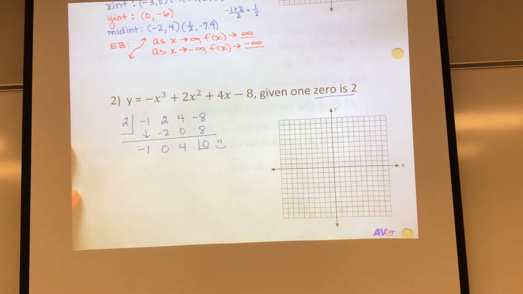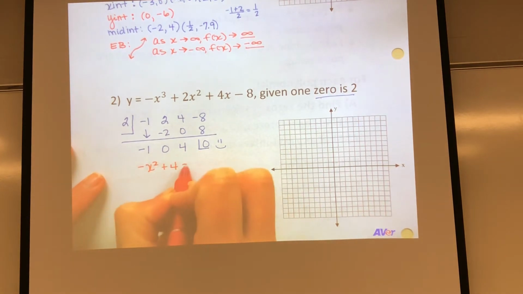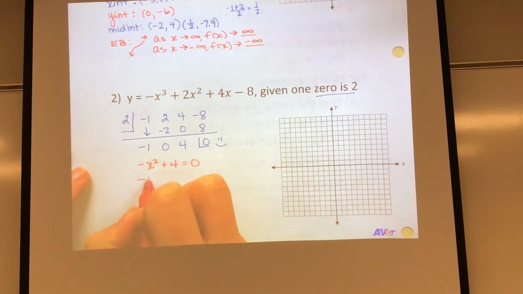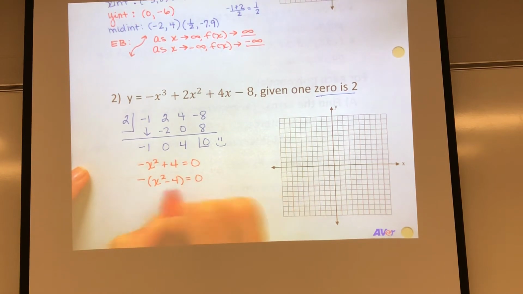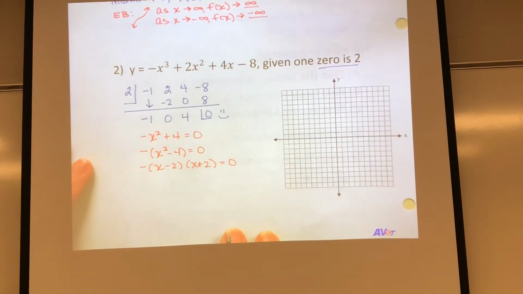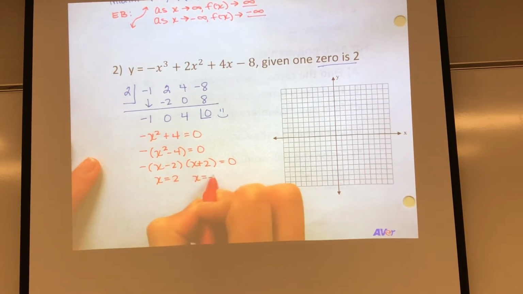And then we go ahead and put that into a quadratic. These are the coefficients of a quadratic, and then we're going to solve the quadratic. Now, we don't like factoring when we have a negative leading coefficient, so we want to factor that out. So we have x squared minus 4 now, and x squared minus 4 is x minus 2, x plus 2. So that tells us that we have zeros of x equals 2 and x equals -2.